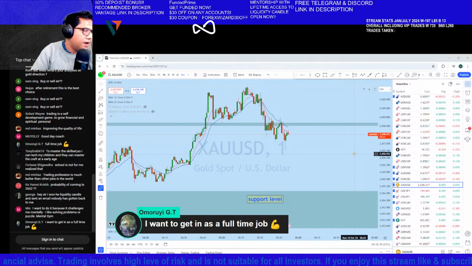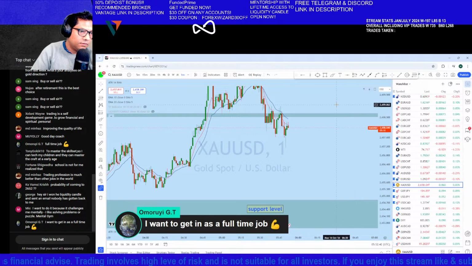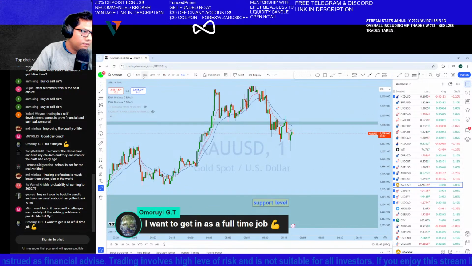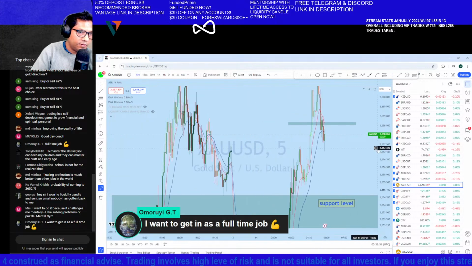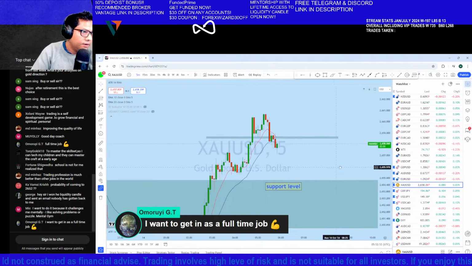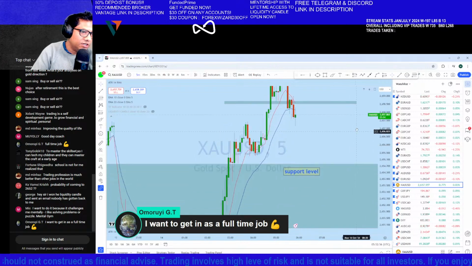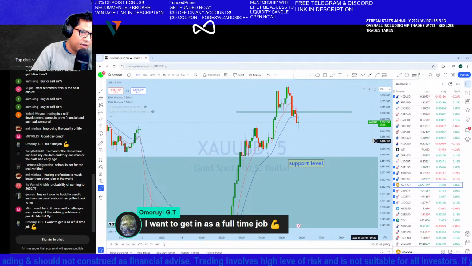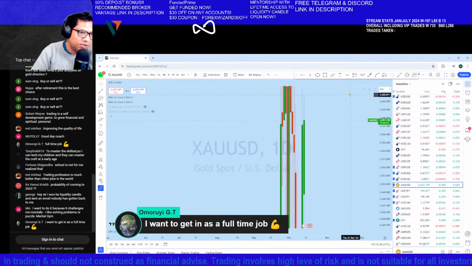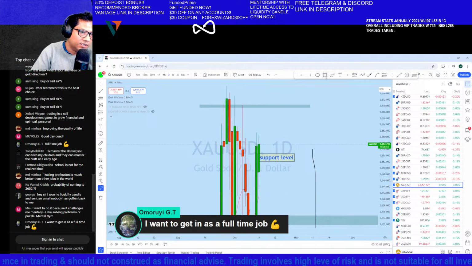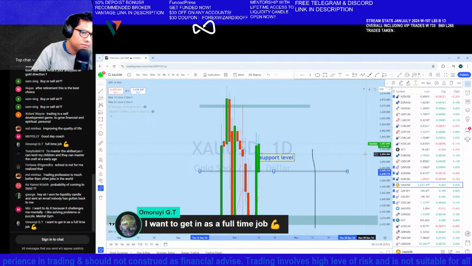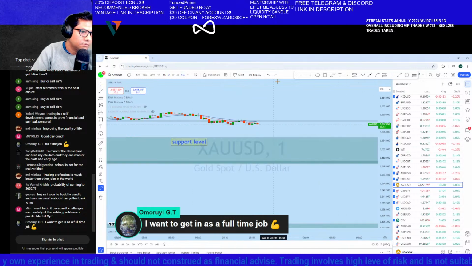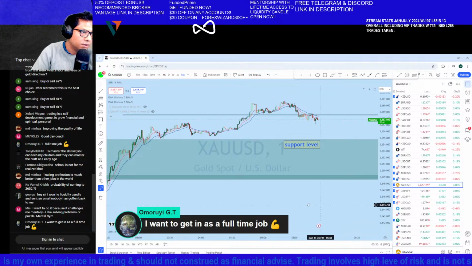Okay, now here, this is where I was looking at the 5 minutes to see how the market is evolving. I think we might see a little downside. There might be a potential break of structure. Let's look at the daily. I would like to mark the daily support as well. So this is the daily support.